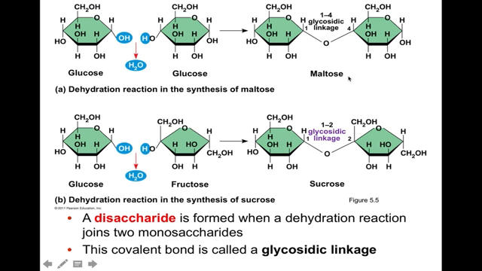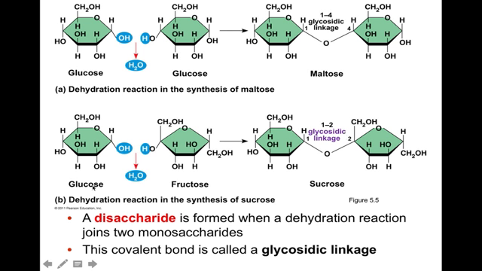Maltose is a disaccharide. Di means two. Saccharides are the sugars. So this linkage between the two monosaccharides, it's a covalent bond, and it is specifically called glycosidic linkage when it is between two monosaccharides.